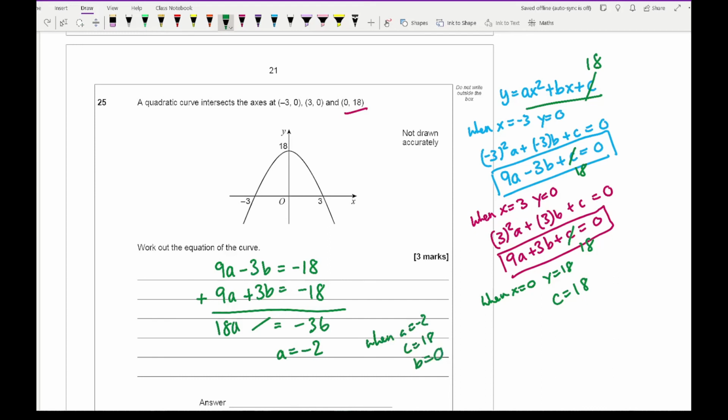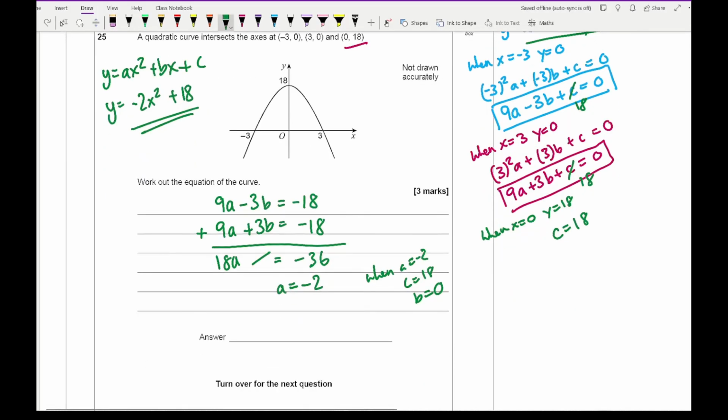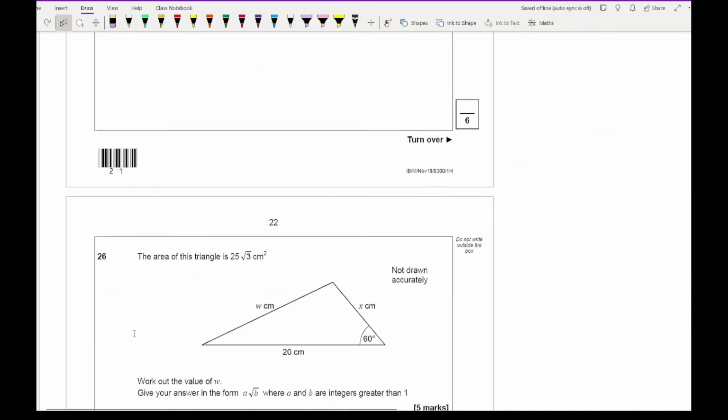So that therefore means that if the equation of the line was y equals ax squared plus bx plus c, then y equals a, which is minus 2, so it's minus 2x squared, b, which is 0, which disappears, plus 18. So I can write the answer as either y equals minus 2x squared plus 18, or I can write it as 18 minus 2x squared equals y. Whichever floats your boat is entirely up to you.